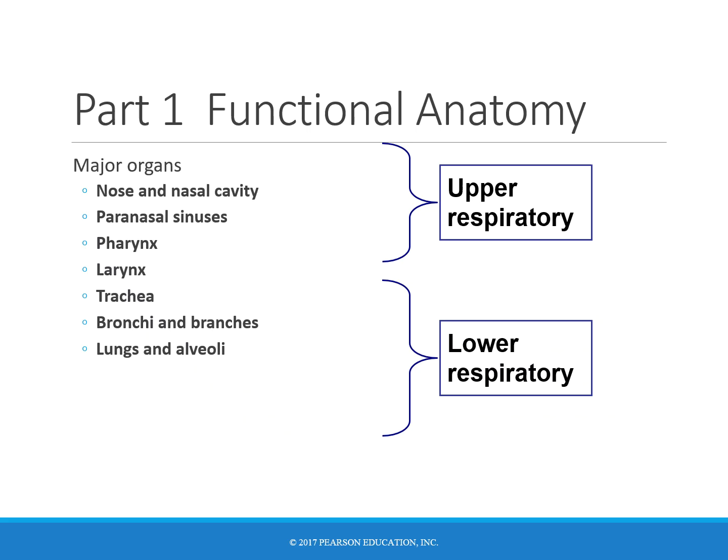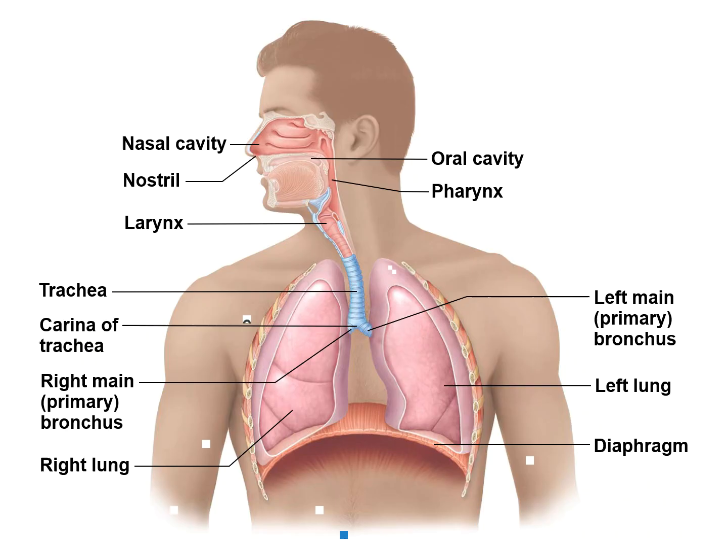So basically, at the top of the voice box is where the transition between upper and lower respiratory occurs. So when your patient has an upper respiratory infection, it's something going on in those structures up at the top. And if it's a lower respiratory infection, it's something from the voice box down.